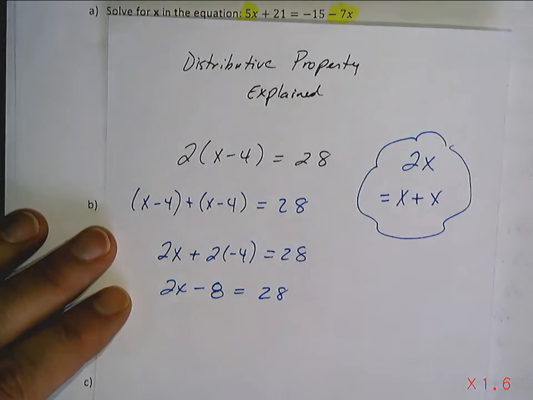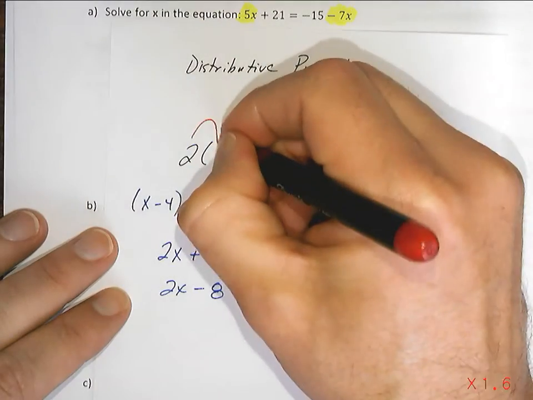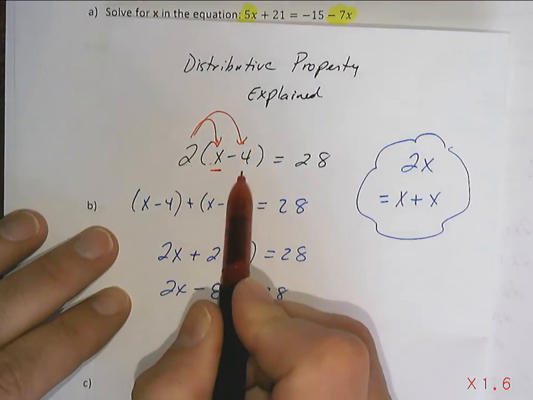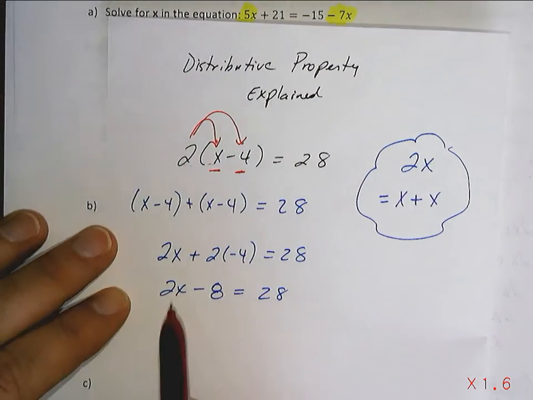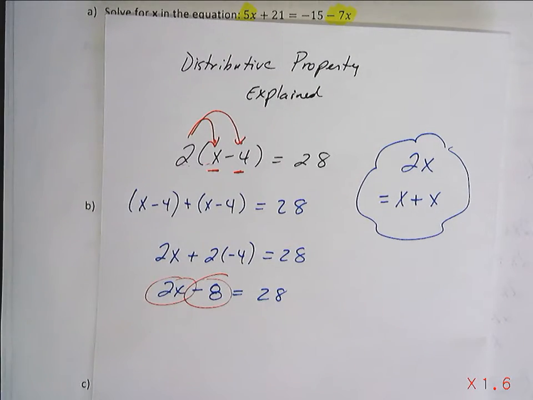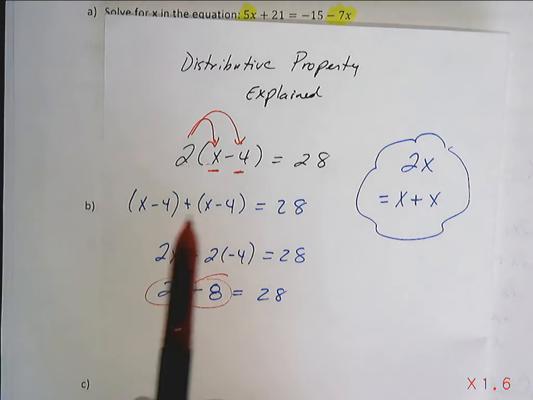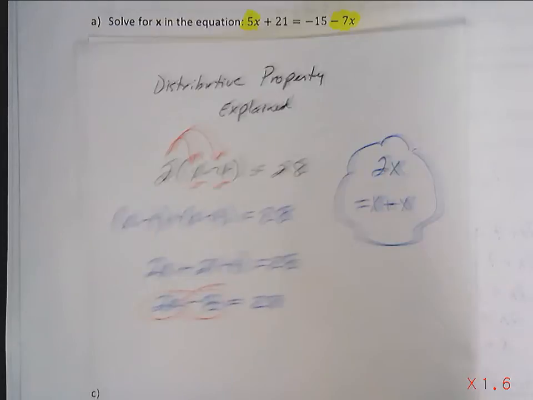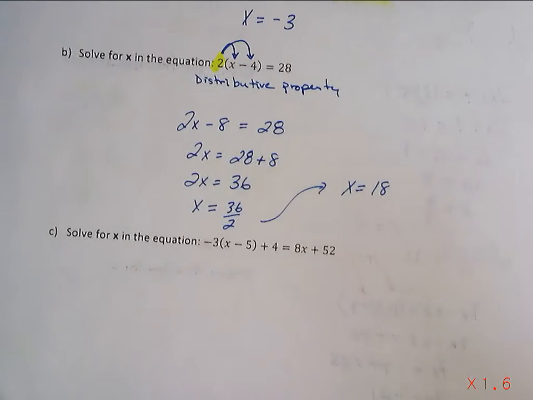Notice the distributive property is just a shortcut way of saying 2 times everything inside the brackets. That's how the distributive property works, and that's why it works. Okay, so that's why we use it, and that's how it works. So it makes this easier than having to write out so many x minus 4's, right? Okay. So let's look at C.